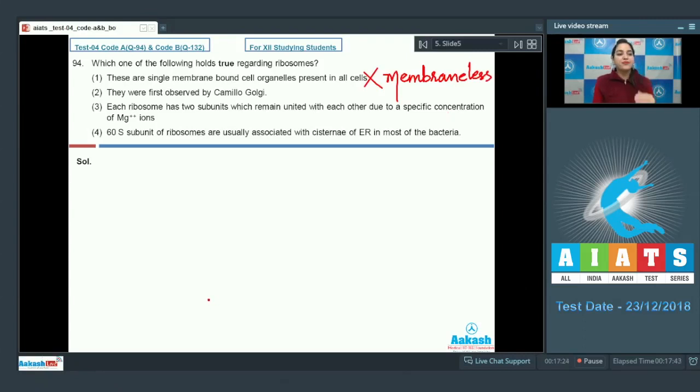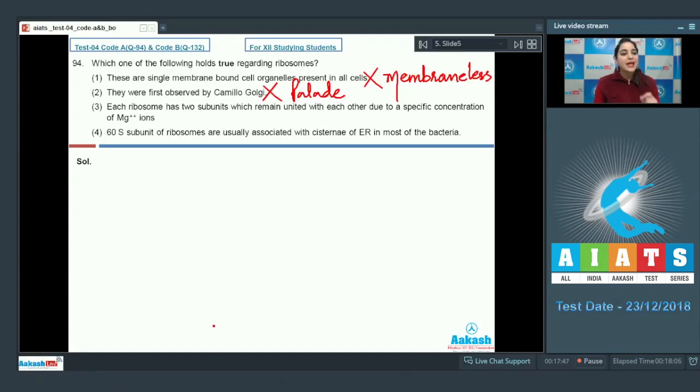Second option says they were first observed by Camillo Golgi, which is again incorrect because we know that Camillo Golgi discovered the Golgi apparatus. And here we have to write down Palade. Yes, Palade was the scientist who discovered ribosomes, which is why sometimes ribosomes are also referred to as Palade particles.